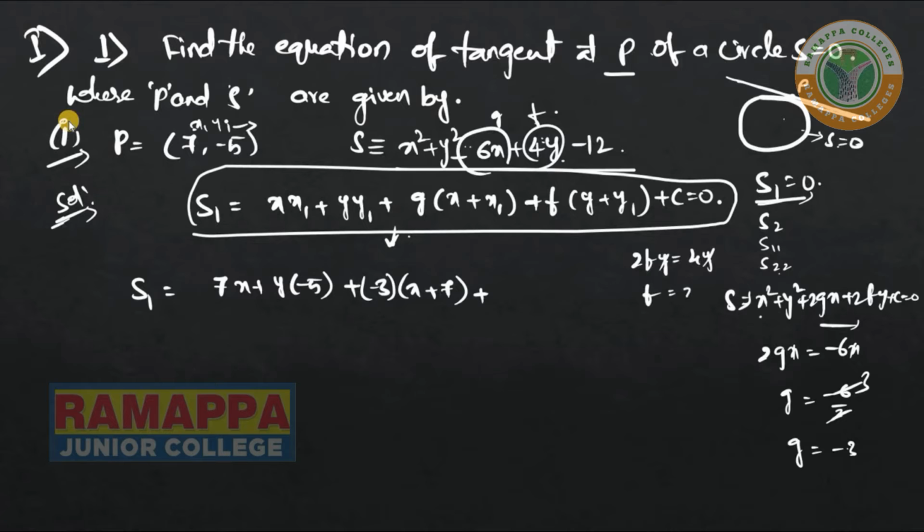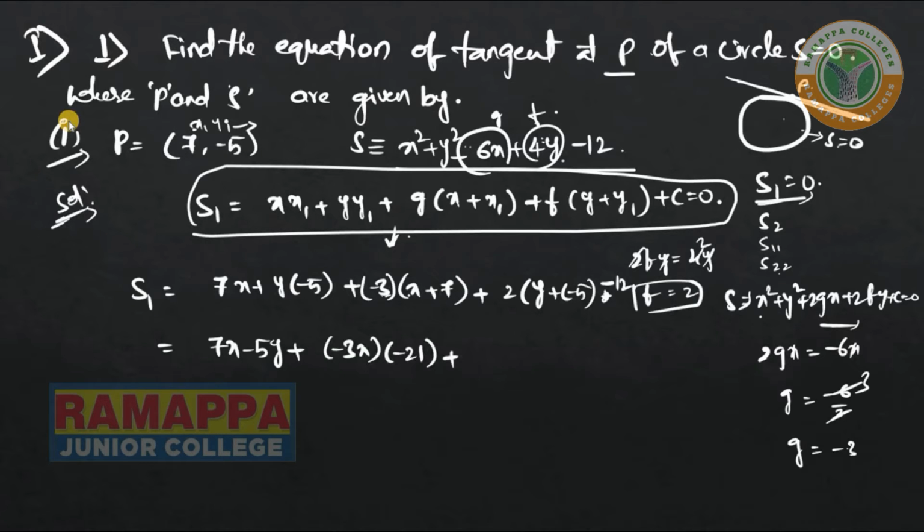f is equal to 2 here. So 2 into (y plus y1), that is minus 5 plus c equal to minus 12. Now we get 7x minus 5y plus 3 into (x minus 7), that is minus 3x minus 21, plus 2y minus 10, and minus 12 equal to 0.